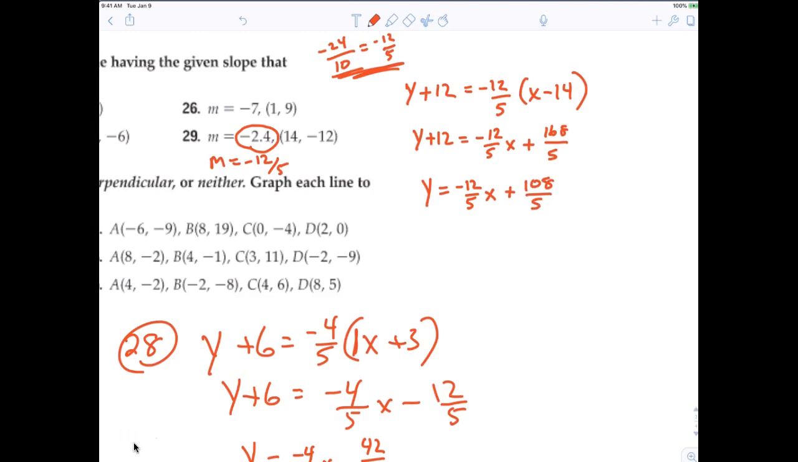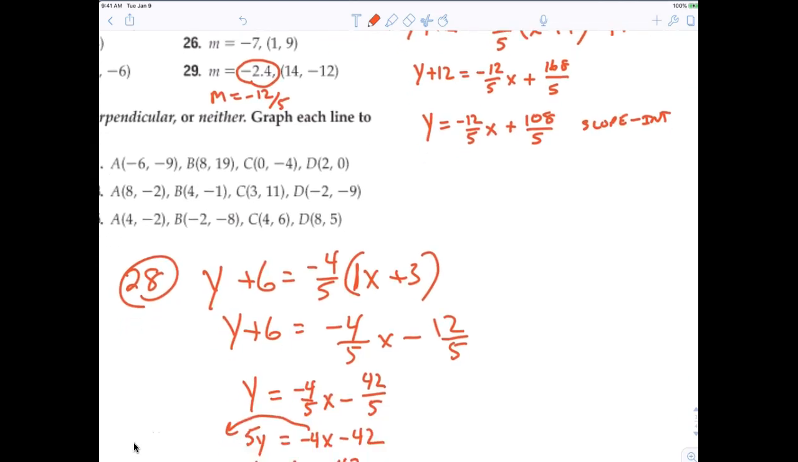So this up here was your point slope form. This right here is your slope intercept. Now we just have to convert it into standard. First thing you want to remember is that in standard form there are no fractions. So I just have to multiply everything through by 5. So 5y is equal to negative 12x plus 108. Agreed? And then x and y together, so I have 12x plus 5y equals 108. Everybody good with that?